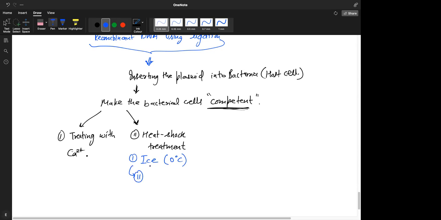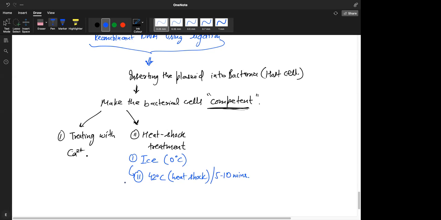Then this bacteria, which is present on ice for a very long time, we suddenly put at 42 degrees Celsius. Now this acts as a heat shock. 42 degrees Celsius is enough of a difference to give a heat shock, and it is also not so much that it will kill the bacteria, because you don't want to boil it and kill it, right? It should not burst. Then we keep it at 42 degrees Celsius for a brief time, somewhere around 5 to 10 minutes. That's all. Brief heat shock.